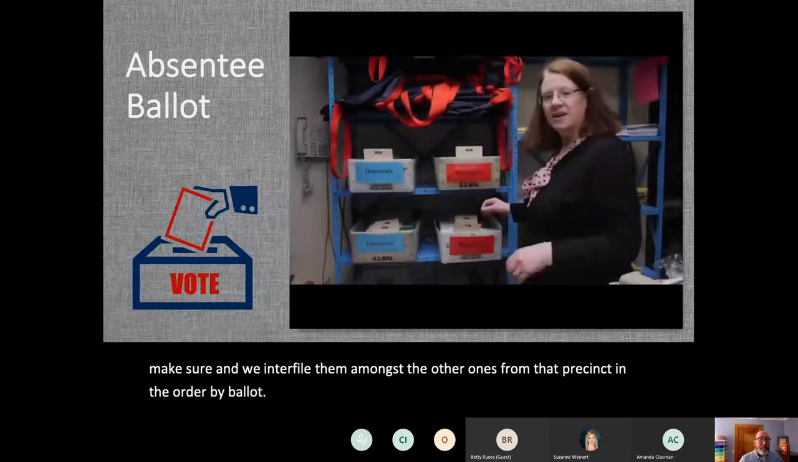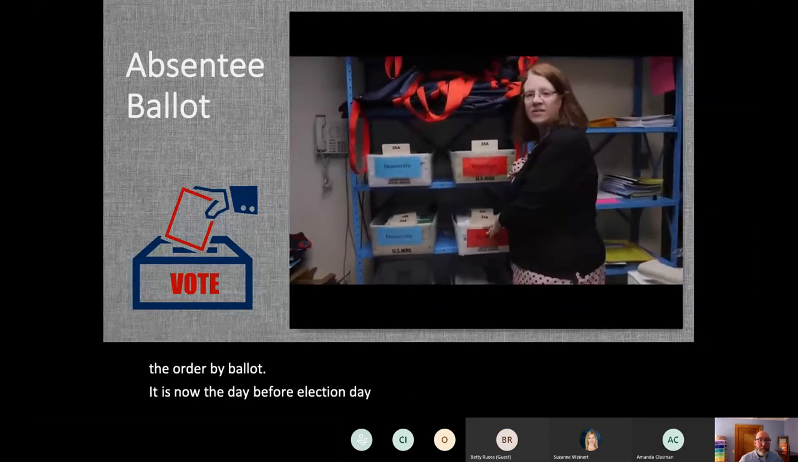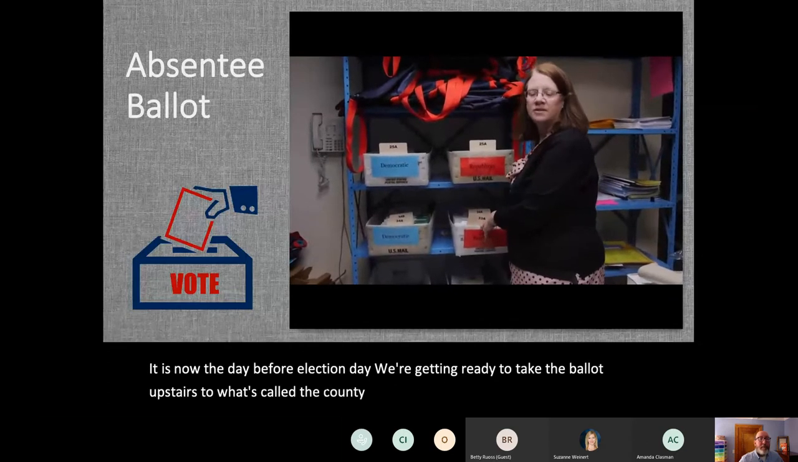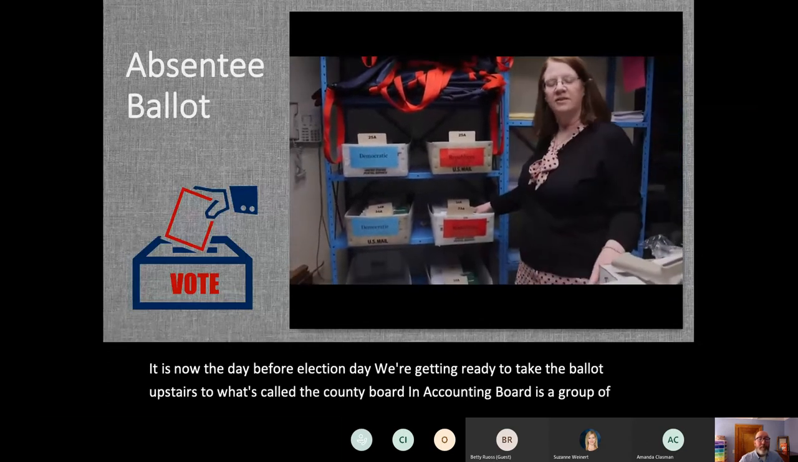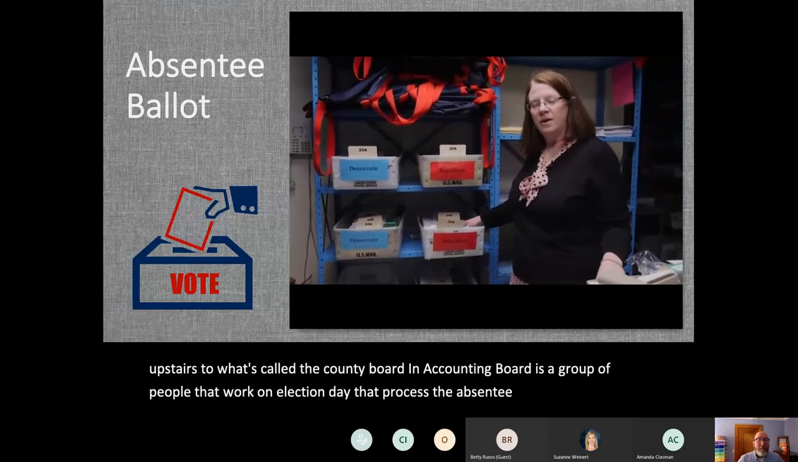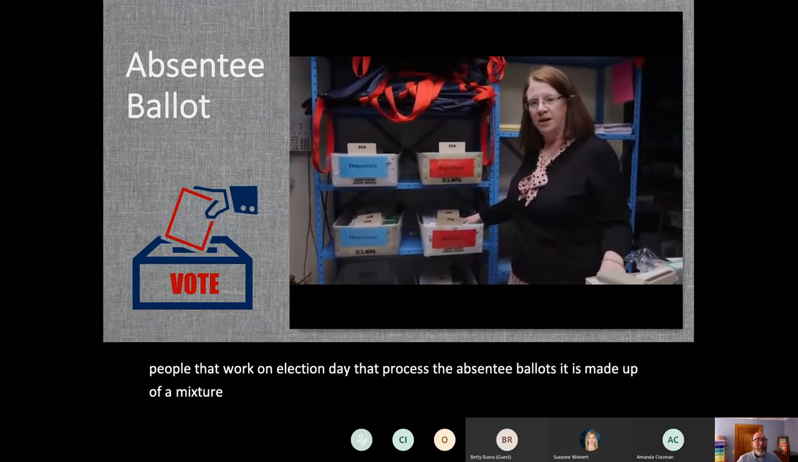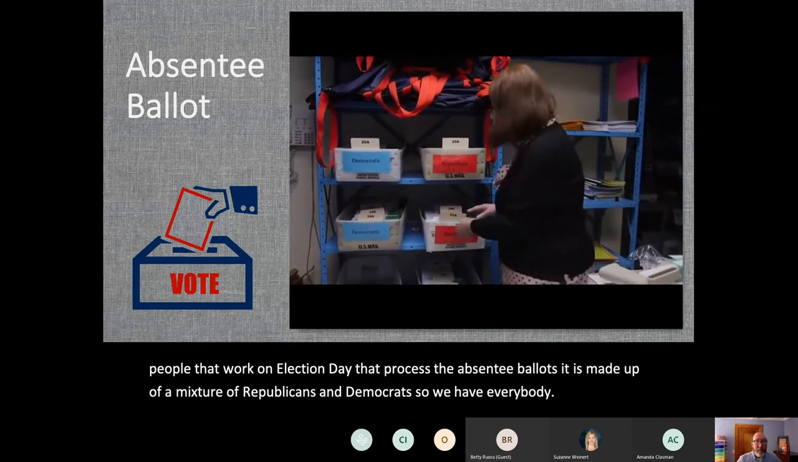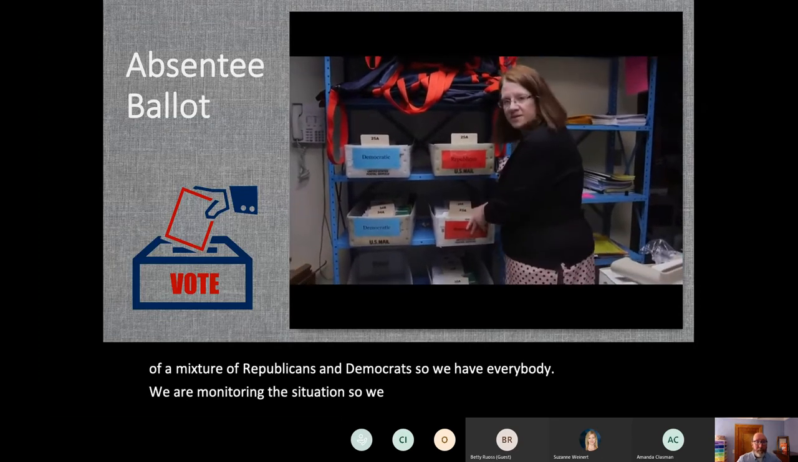It is now the day before Election Day. We are getting ready to take the ballots upstairs to what's called the counting board. A counting board is a group of people that work on Election Day that process the absentee ballots. It is made up of a mixture of Republicans and Democrats, so we have everybody here monitoring the situation. So we take the ballots upstairs.